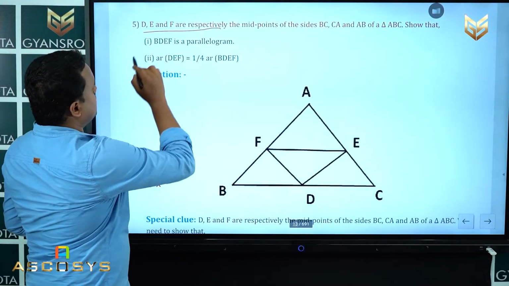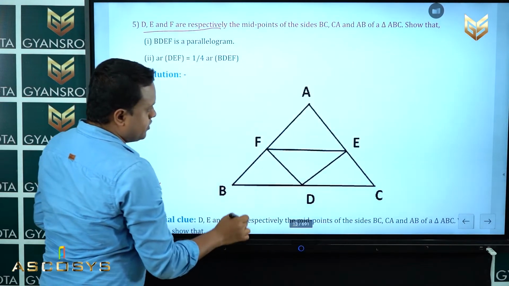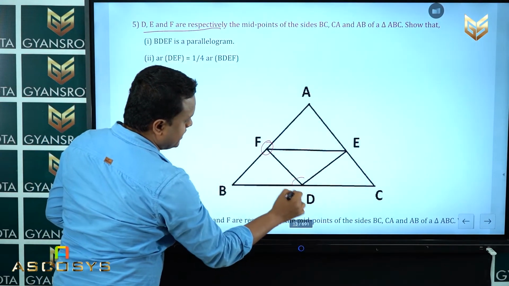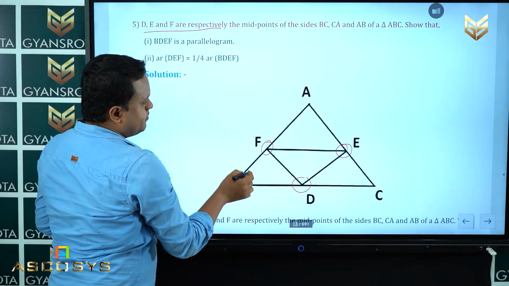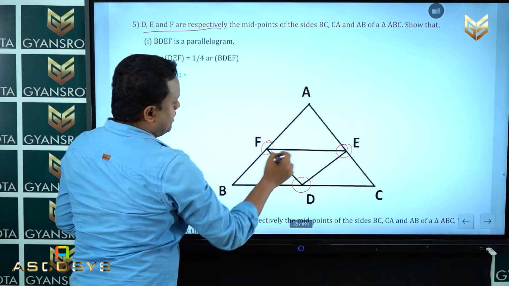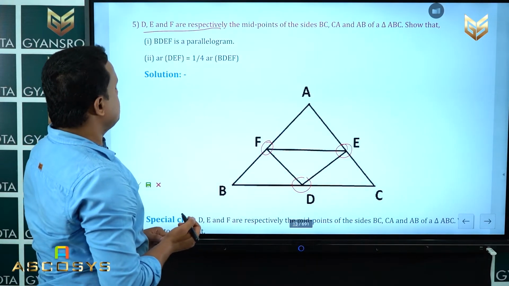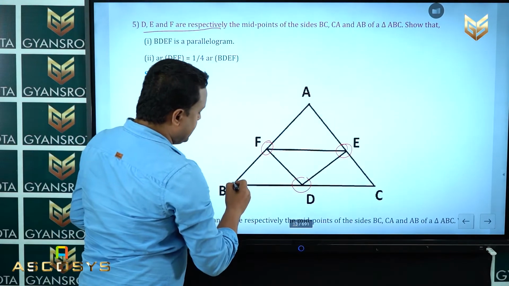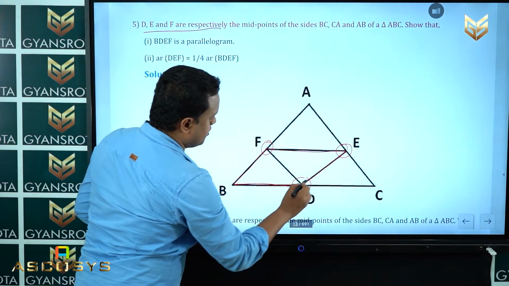In this question, ABC is a triangle and D, E, F are the midpoints of the sides AB, BC and CA. If we join them, we will get triangle DEF. So here what we have to show is that BDEF is a parallelogram.